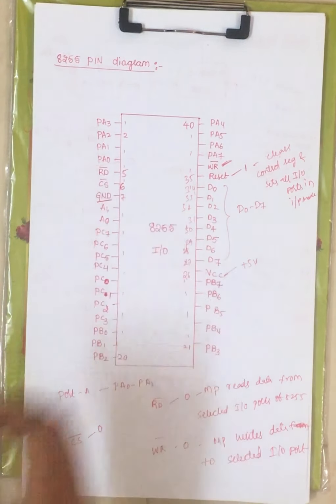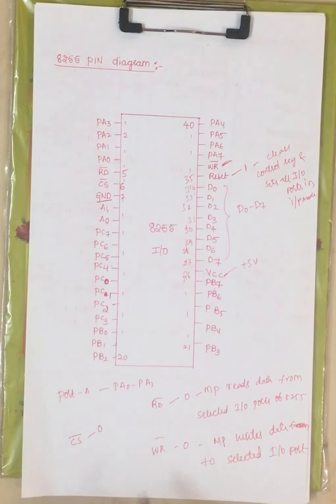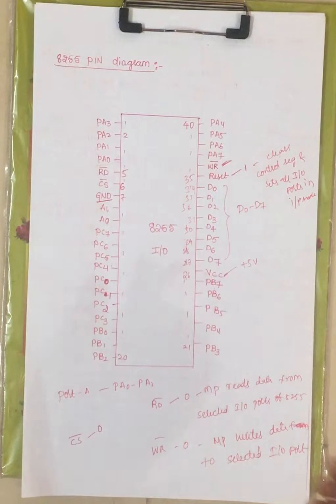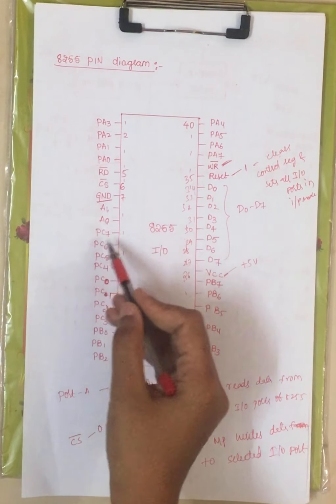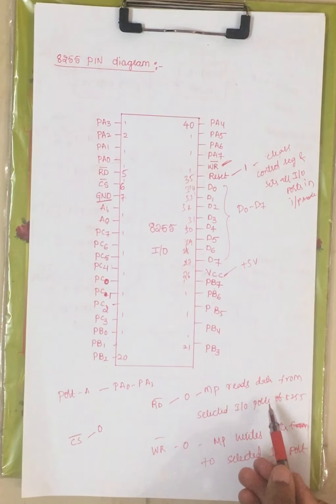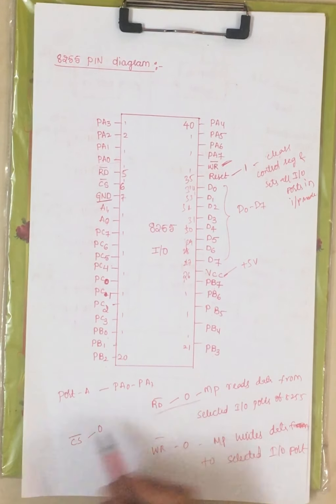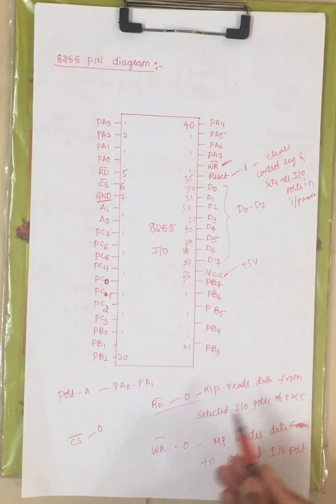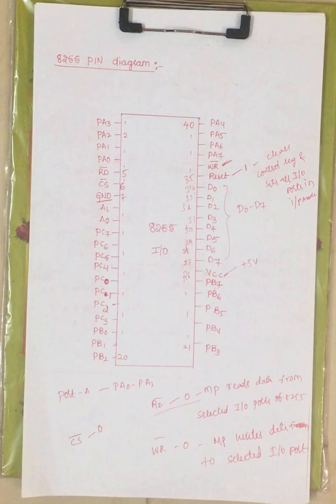And next we have read signal, right? Now RD bar, when it is logic 0, the MP reads data from the selected IO port of 8255. Either it may be port A, port B or port C depending on the values of A1, A0. We have seen under the architecture, depending on the values of A1, A0, one of the ports is selected, and from that port you can read the data when the read signal is logic 0, right?